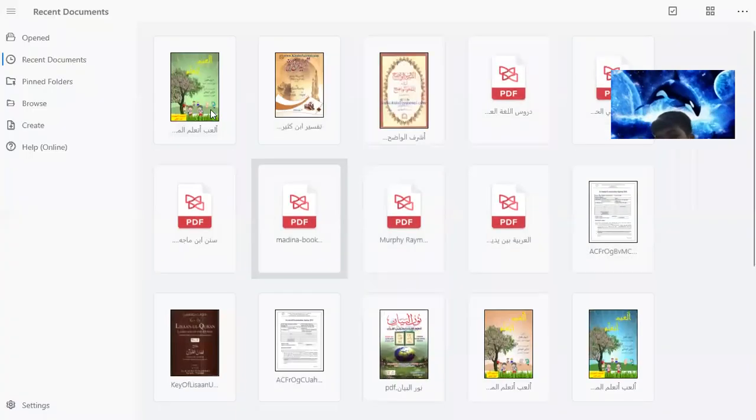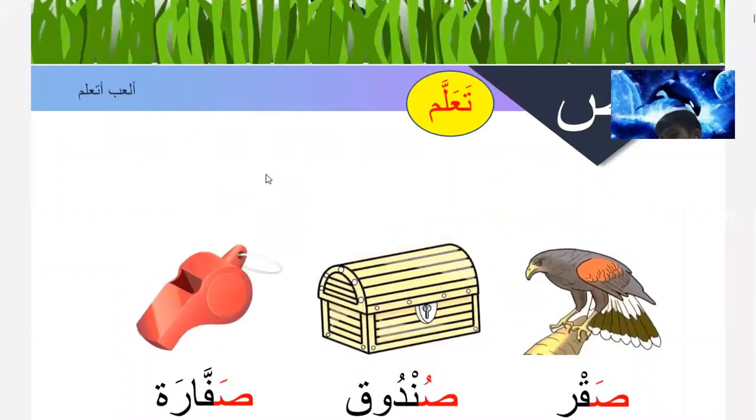Today we'll start the second volume of the book. And here we have the letter Swad.